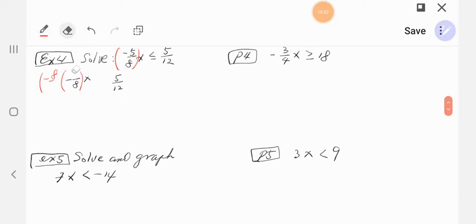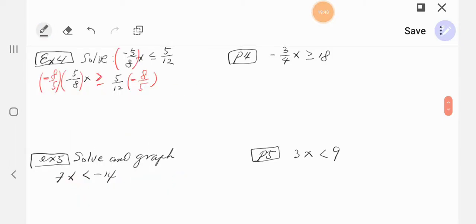Okay, I copied it incorrectly. So this is 5, right? So the reciprocal of this fraction is negative 8 over 5. Isn't it a negative number? Yes. So we are multiplying by a negative number, 8 over 5, so we flip the symbol. Really important. When you multiply or divide the inequality by a negative number, we flip the symbol. The equal sign stays the same.